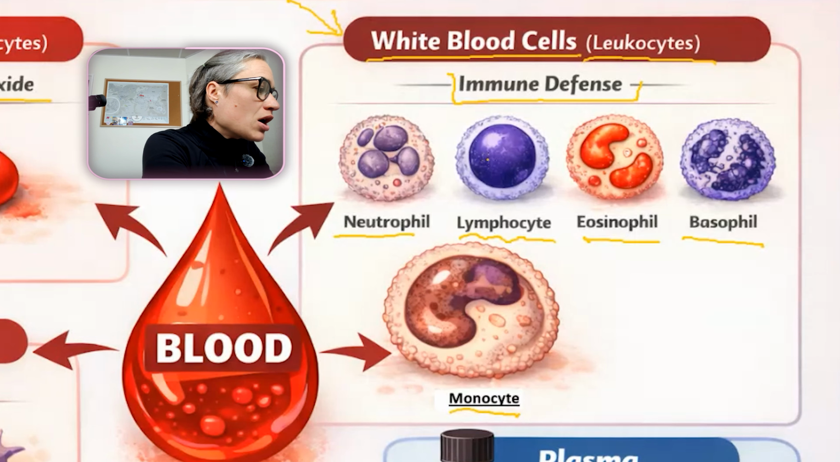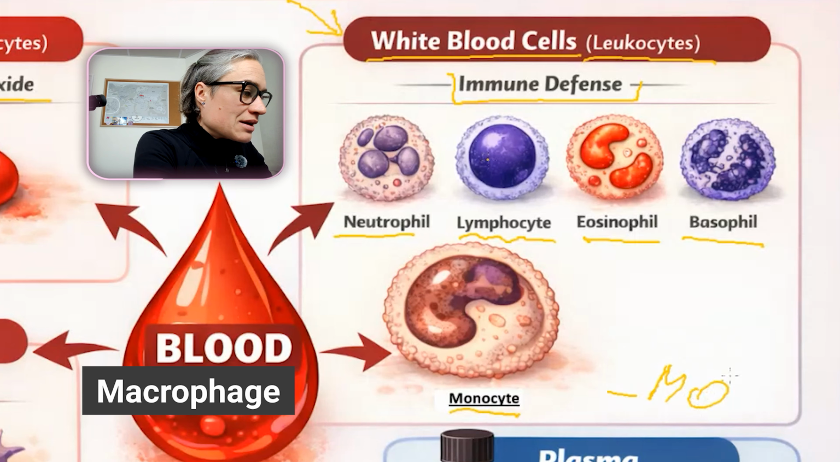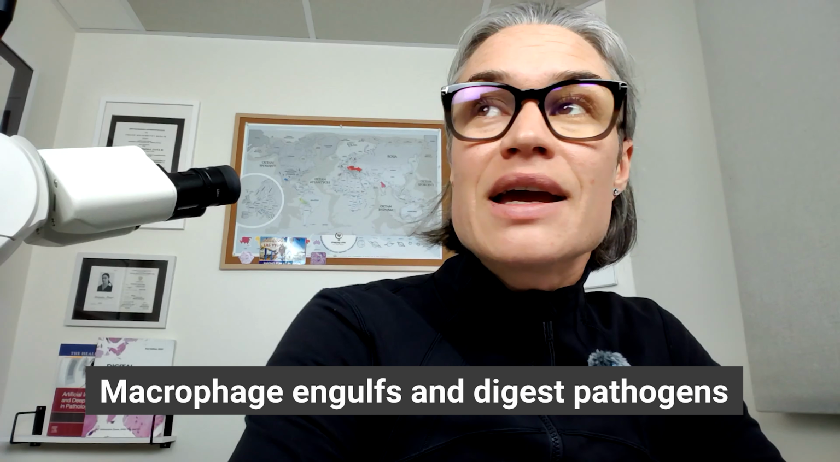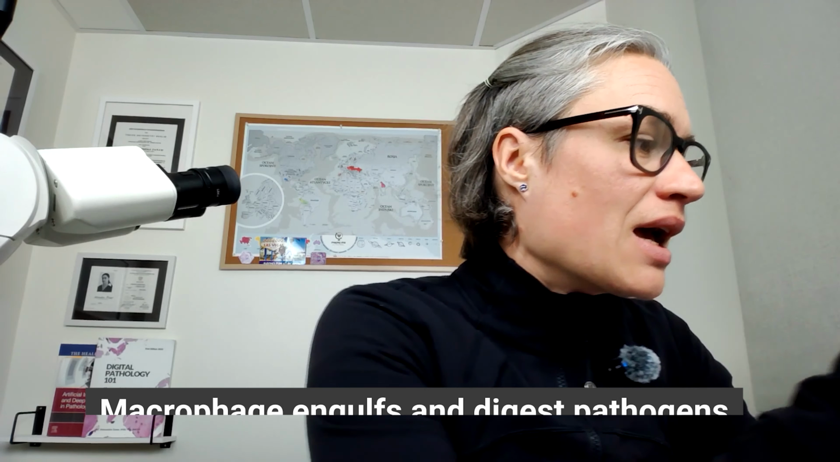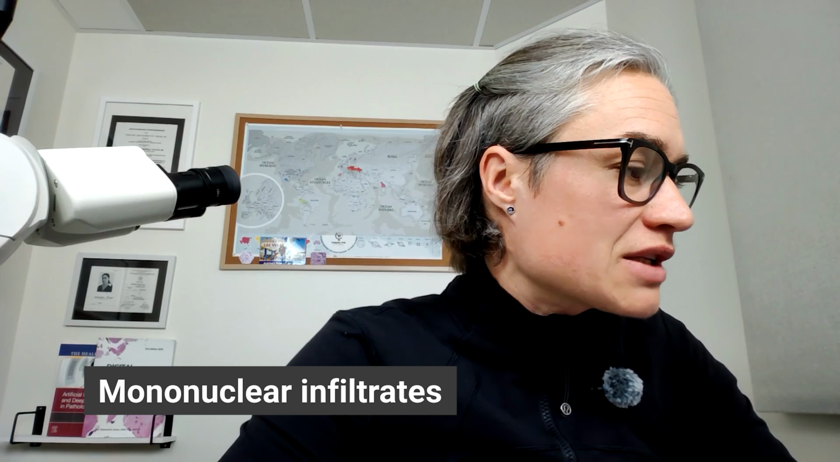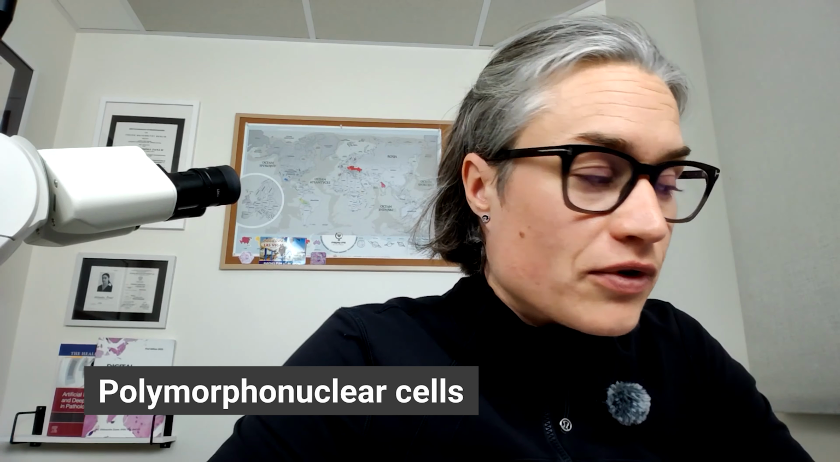The monocyte is going to become a macrophage in the tissue, which takes care of engulfing different structures, foreign bodies, maybe fungi, and big pathogens. Lymphocytes and monocytes are referred to as mononuclear cells. When they come to the tissue, they're referred to as mononuclear infiltrates, whereas the neutrophil, eosinophil, and basophil are called polymorphonuclear.